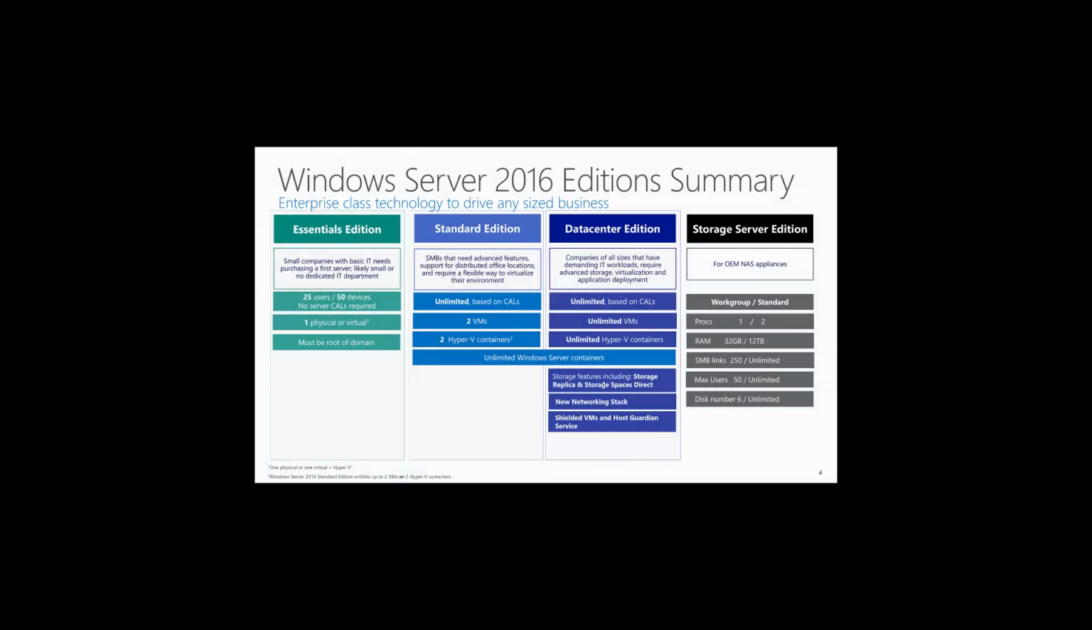So in this case, the main thing that I really want to highlight here is if we focus on the two middle editions, we've got Standard Edition and Datacenter Edition. And what you'll see with the Datacenter Edition is we've got the ability to take advantage of additional features around the storage capabilities, so things like Storage Replica and Storage Spaces Direct. If you're not sure what they are, don't worry. We'll be covering those in detail as we go through today.